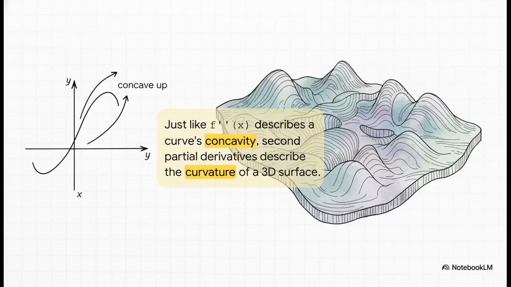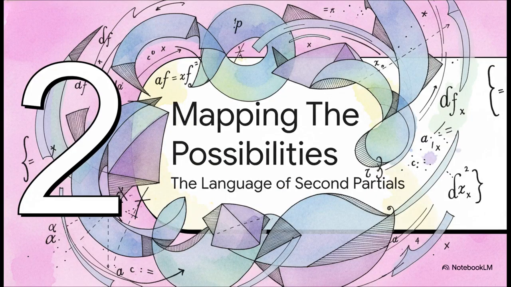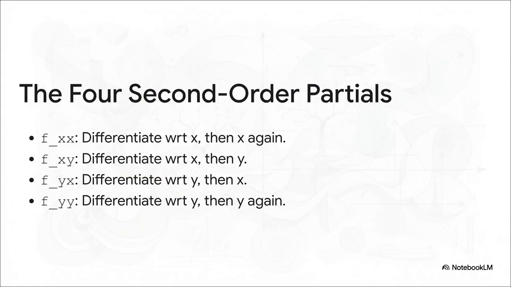They give us this incredible way to describe the curvature of, say, a hill or a valley on a 3D graph. Now, to actually talk about this 3D curvature, we need some new language, some new notation. So let's get into it and map out all the different ways we can take these second partials. So for a function of two variables, let's say x and y, you've basically got four paths you can take.